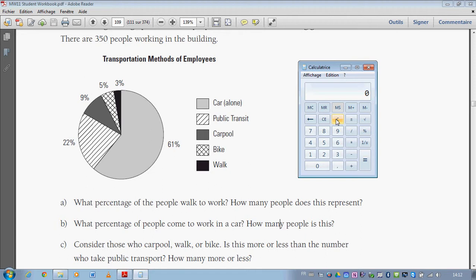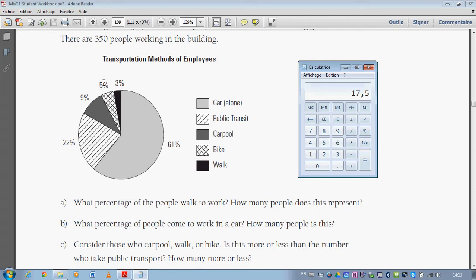So we did say that for public transport, you've got 22% of people taking public transport. And then for these three, so carpooling, walking, and biking, that's 17%. So 22 minus 17, that's 5% that I would change into a decimal by dividing by 100, which is 0.05, and then I would multiply by 350 to get 17.5. So 17.5 people less, and I think we can probably say that that's 17 or 18 people.